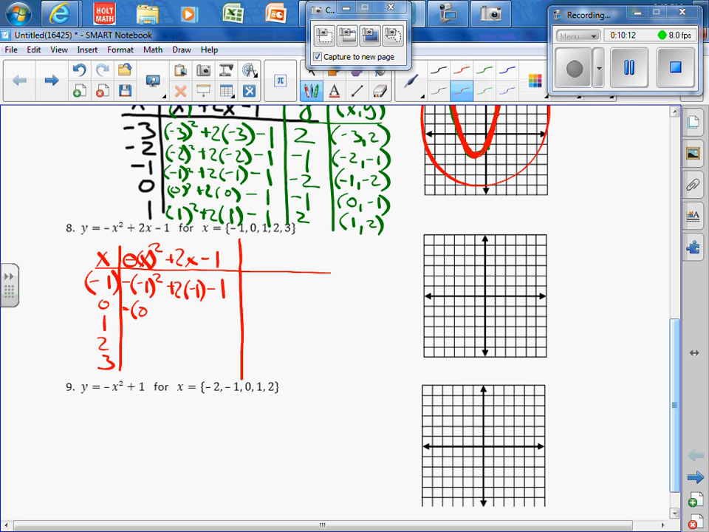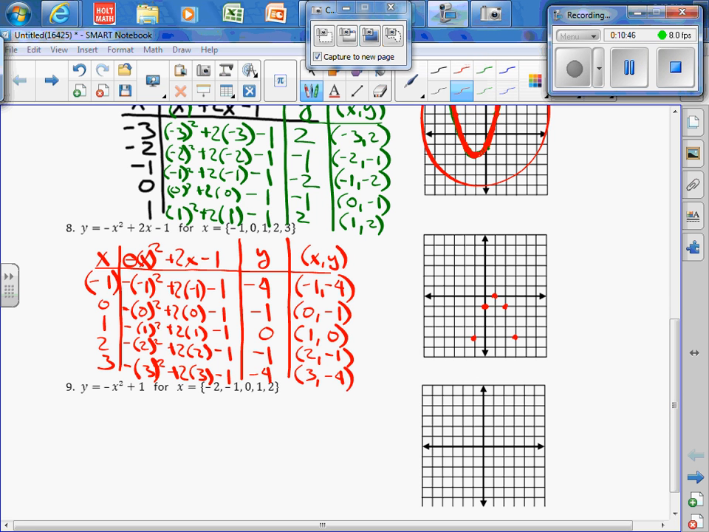Then you're going to go 0 squared plus 2 times 0 minus 1. Then you're going to have negative outside the parentheses, and then 1 squared plus 2 times 1 minus 1. The negative outside, the 2 goes inside. It'll be squared plus 2 times 2 minus 1. And then negative, and then 3 squared plus 2 times 3 minus 1. Go ahead and do those computations and pause the video while you do that and come back when you're done.